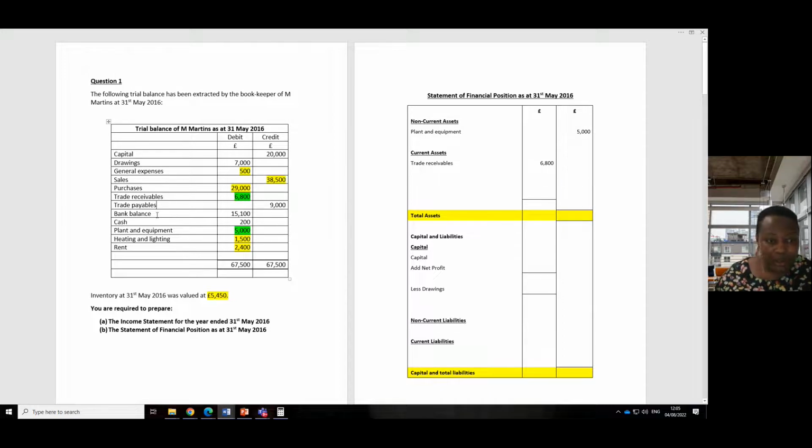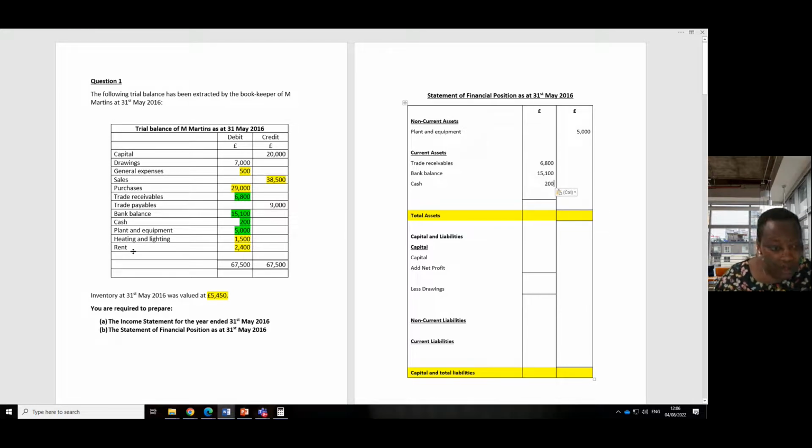We're just going to highlight it to show that we have worked on that. Trade payables is a liability. So bank balance. We have bank balance. Our bank balance, usually we just write bank. So we have 15,100. We're going to highlight this just to show that it has been treated as well. We have cash. So cash as well is a current asset. And our cash element is 200.